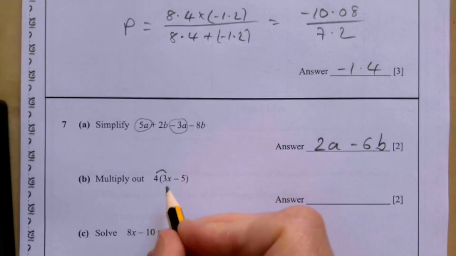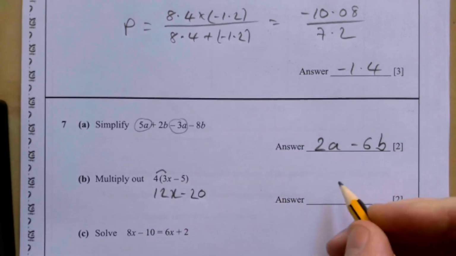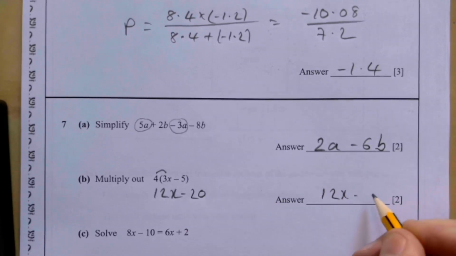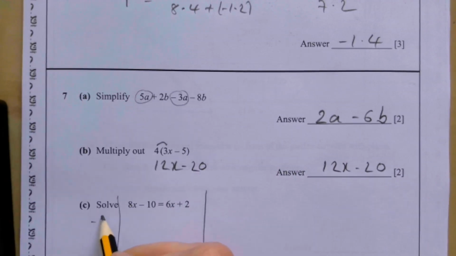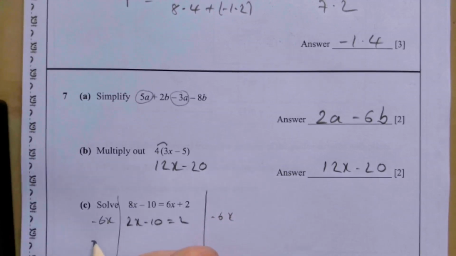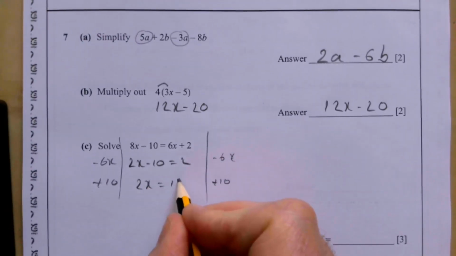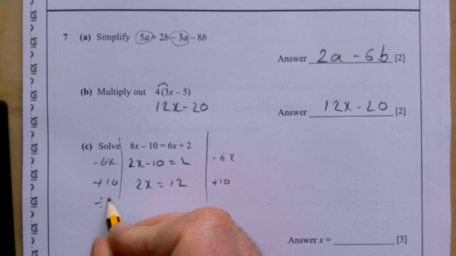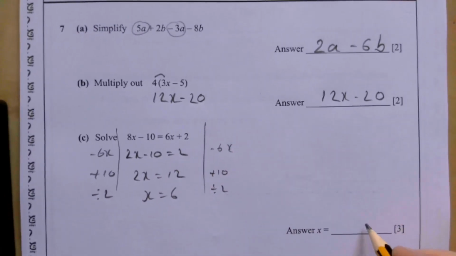Multiplying out the brackets, 4 times the 3x is 12x minus 20. And then solving this, I would take 6x from both sides. 2x minus 10 is 2. Add 10 to both sides. 2x is 12, and then divide both sides by 2. X is 6.